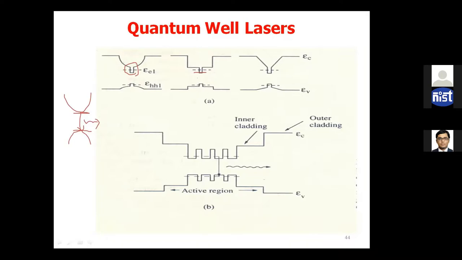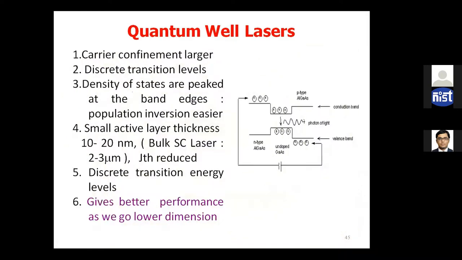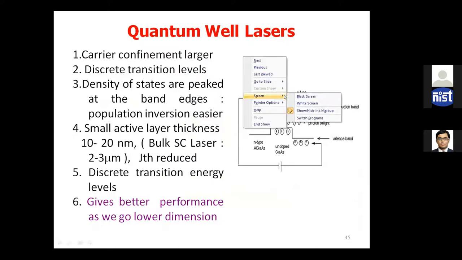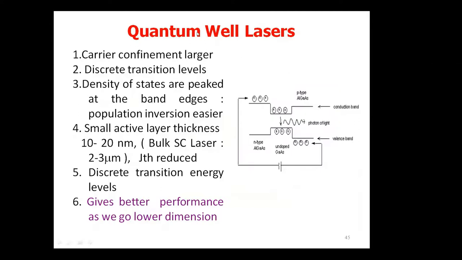This lasing phenomenon is known as the interband phenomenon, because the electron jumps from the conduction band to the valence band, so both the bands take part in the process. In a quantum well laser, the carrier confinement is larger, energy is discretized, and the density of states is peaked at the band edge, which gives rise to population inversion and makes it easier. Also the active region is very small in a semiconductor quantum well laser as compared to the bulk semiconductor laser.